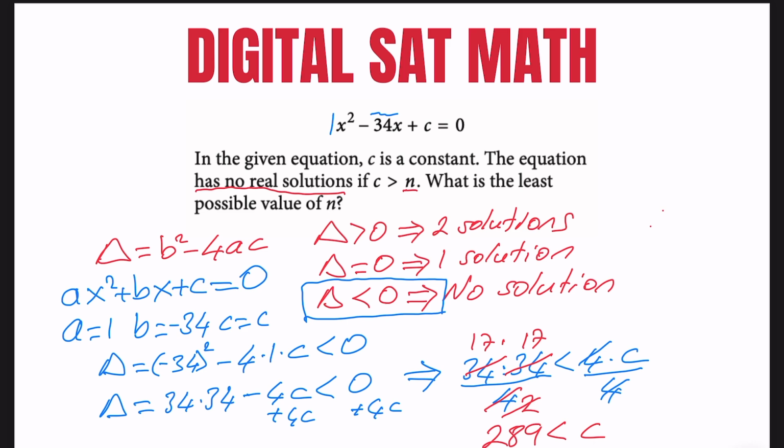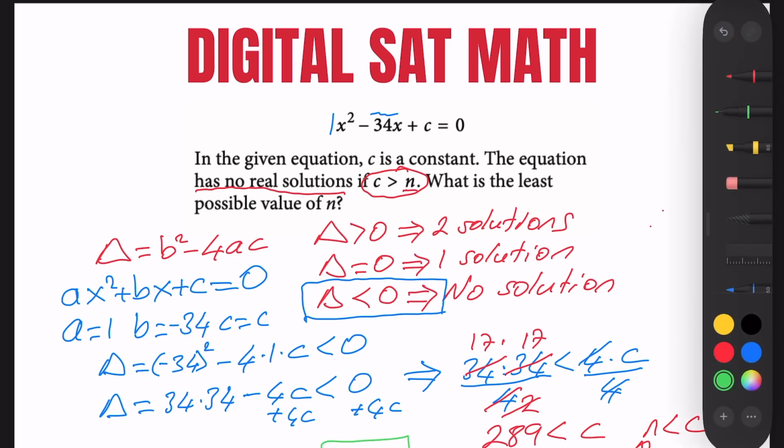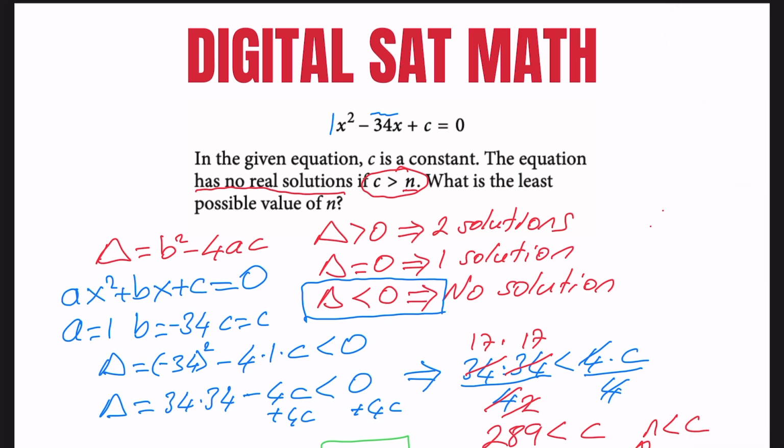But you've been asked to find the value of n. Remember, c is greater than n. In this case, we have 289 is less than c. If c is greater than n, that is the same as n is less than c. What is the least possible value of n? So 289 will be the value for n. So our answer is 289 for this question.